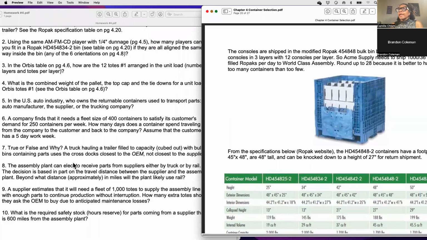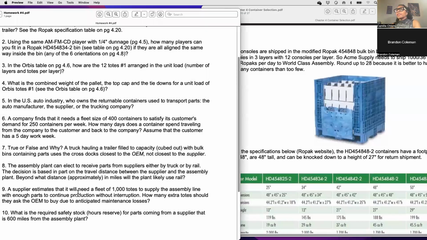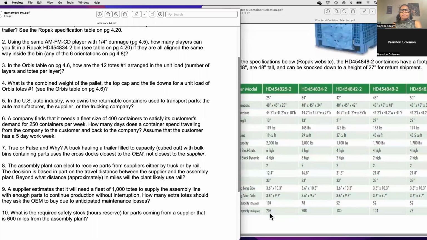Okay, number 8, the assembly plant can elect to receive parts from suppliers either by truck or by rail. The decision is based in part on the travel distance between the supplier and the assembly plant. So beyond what distance, we've talked about this a little bit, but I don't think we went into complete detail on this yet. This is later in the chapter as well. But what distance in miles triggers the plant to say it makes more sense to use rail than a truck? That's going to be further into your reading.